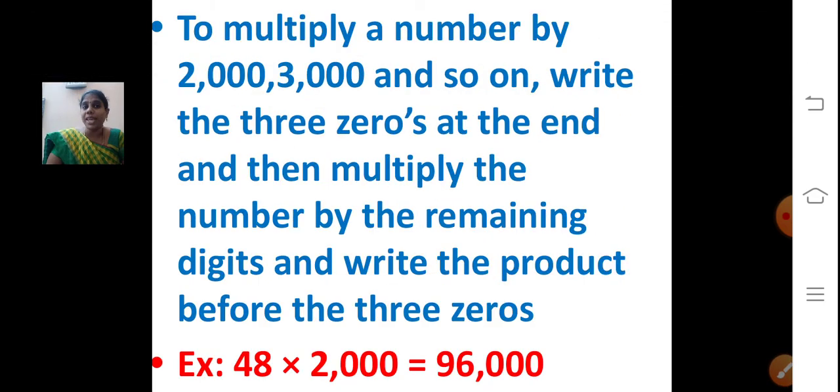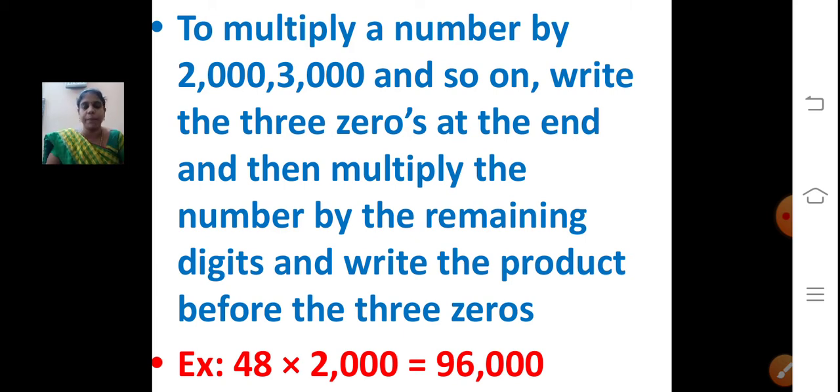So you know how to multiply a number by 10, 100, right? And to multiply a number by 2,000, 3,000 and so on, what you have to do? Same way, write 3 zeros at the end and then multiply the number by the remaining digits. Whatever number is remaining, we multiply and write the product before the 3 zeros.